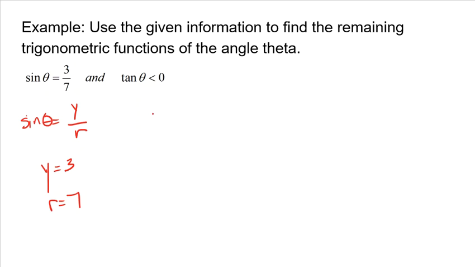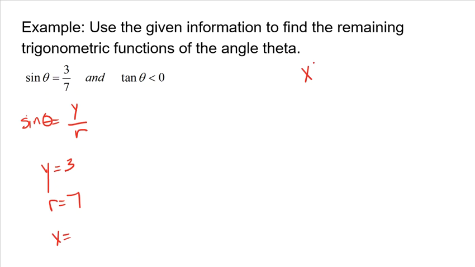I did. But when you draw the triangle, the y value is the opposite side. The r is the radius, which is the hypotenuse. So I'm still telling you the same thing. We're just looking at it through a different perspective. Now, what about x? How do I find x?